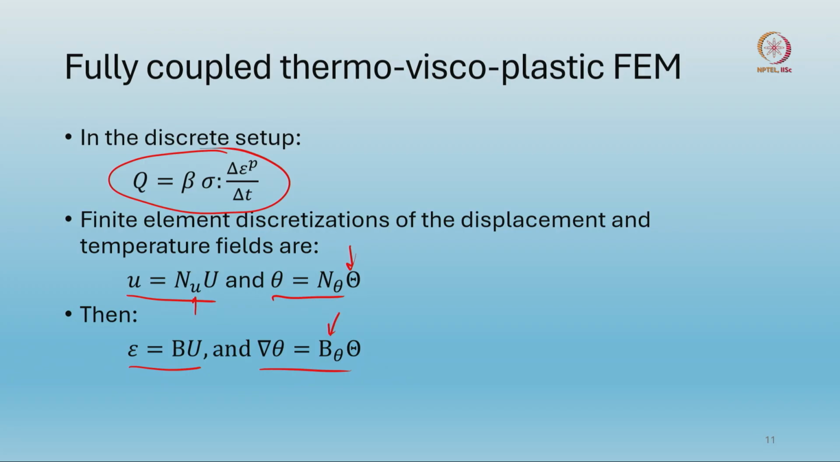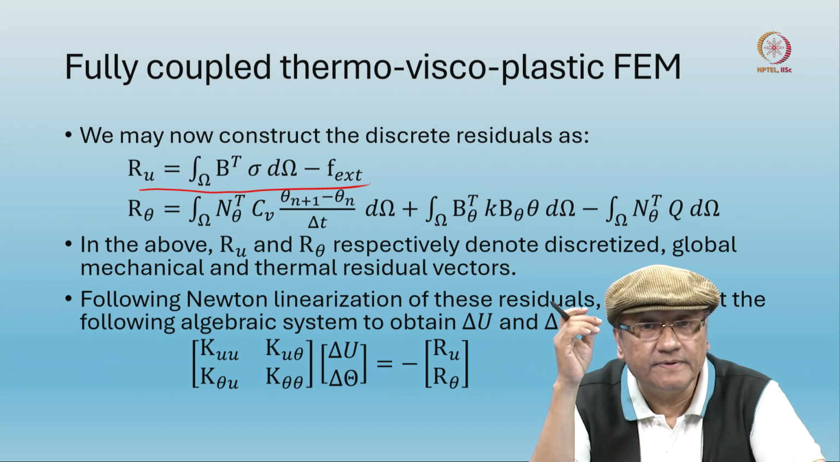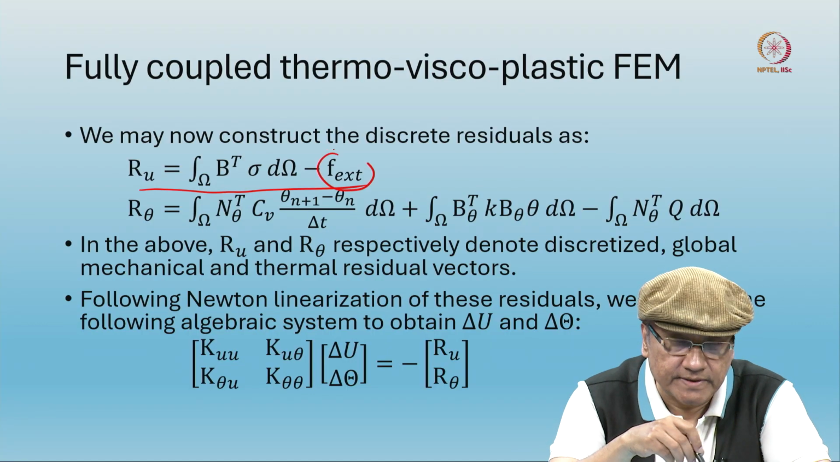Now, given these two matrices B and B_theta, and also the original forms of expansions for finite element approximations for the fields u and theta, we can write our residuals based on the weak forms that we have already formed for the two equations. For the purely mechanical equation, the residual is, you have seen it earlier also, right? That is the integral over omega of the strain displacement matrix times sigma d omega minus external forces, right?